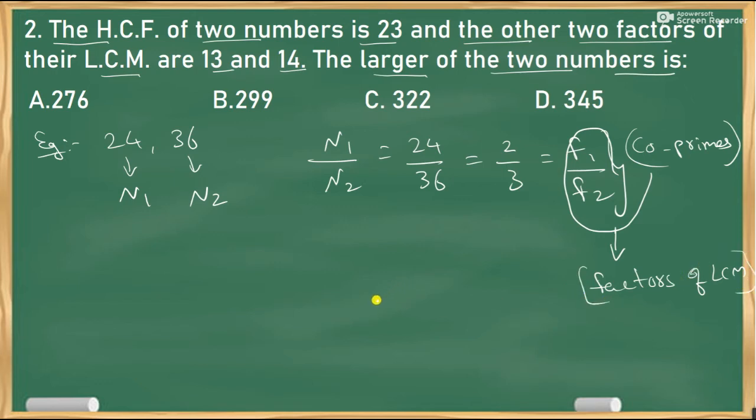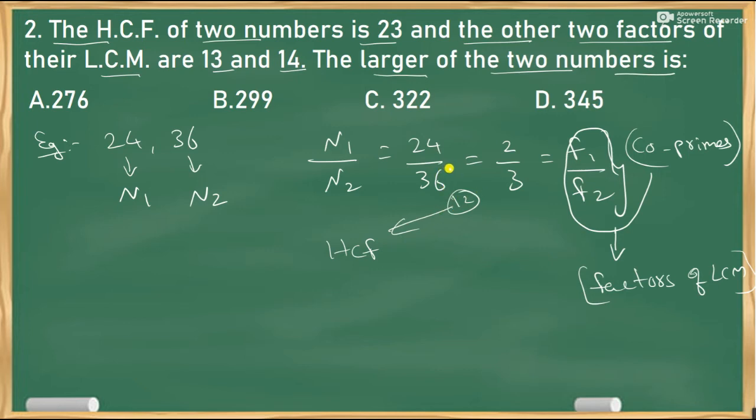Now if you observe here, 24 by 36 I got as 2 by 3. How did I get 2 by 3? Because I cancelled it with a particular number, that is 12. Here 12 is the HCF. Now you can ask how 12 is the HCF. One way is you calculate the HCF of 24 and 36. The other way is it's quite a common property.